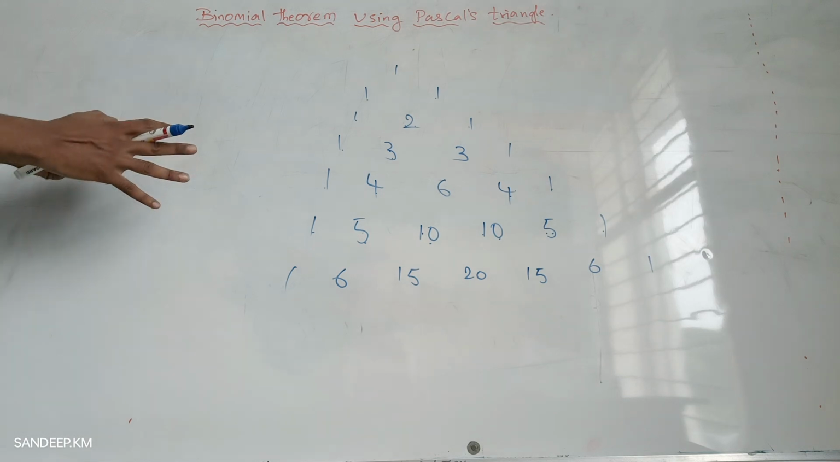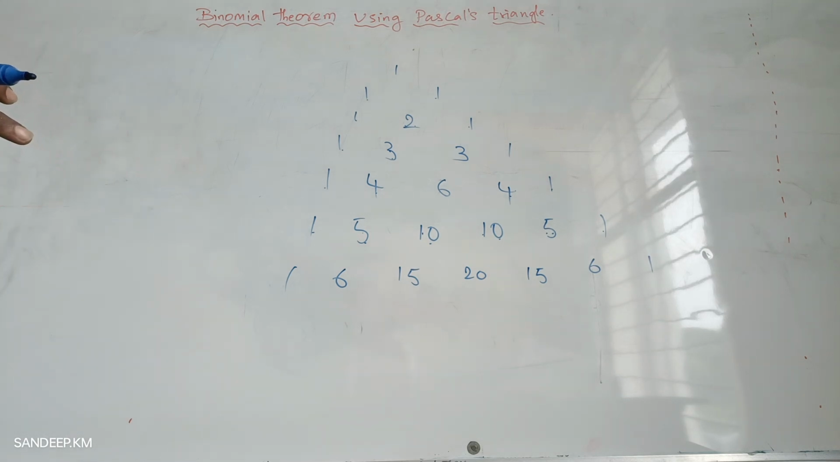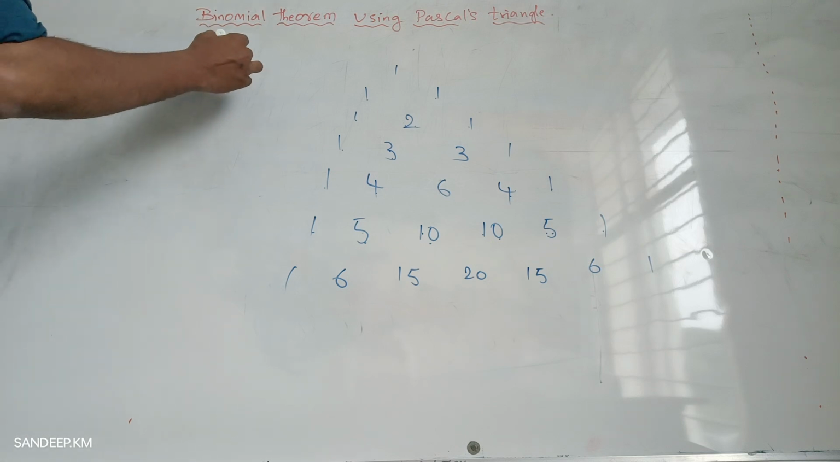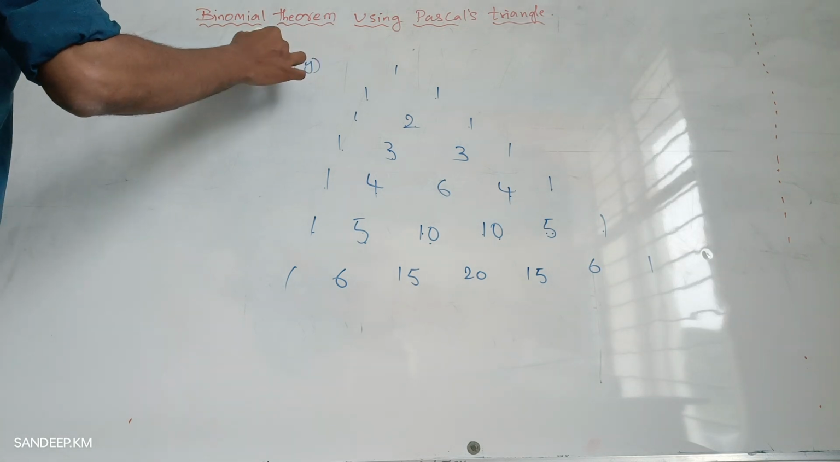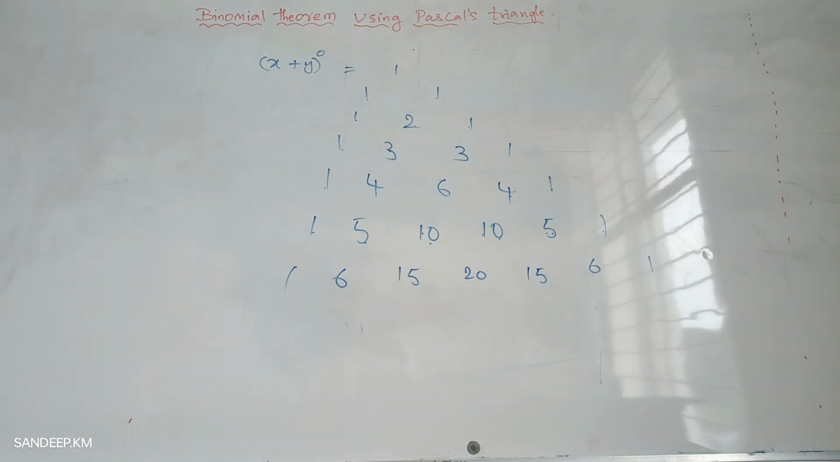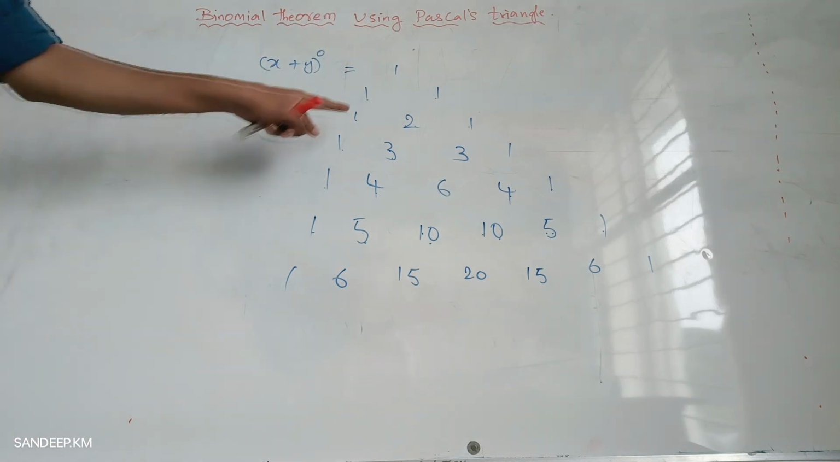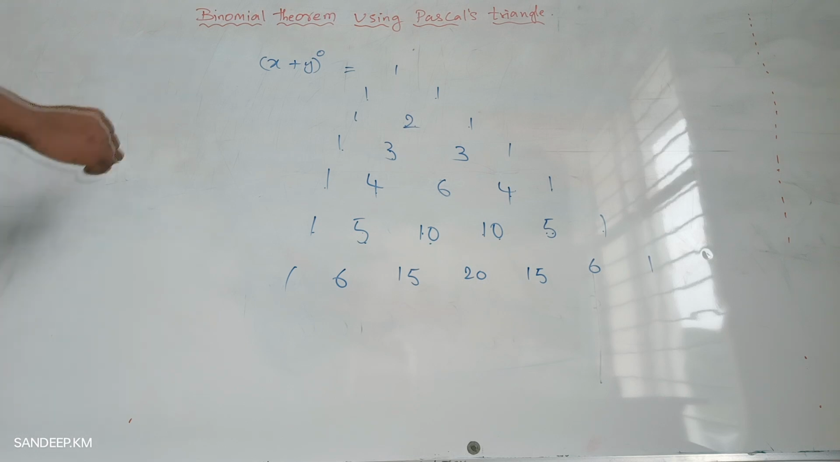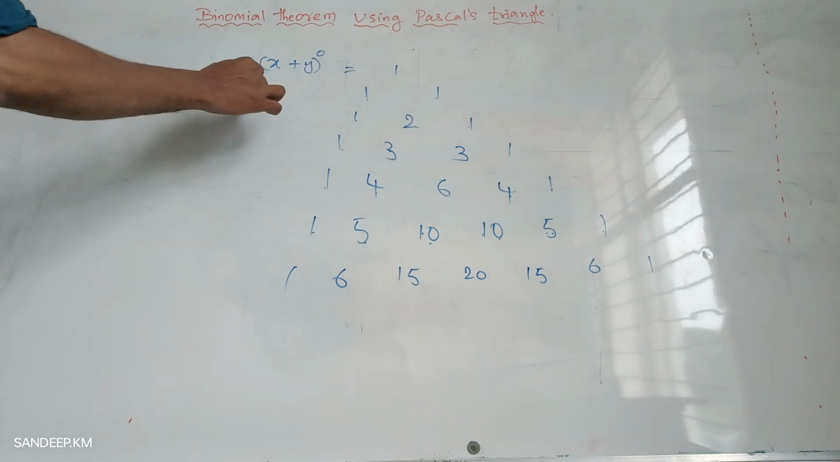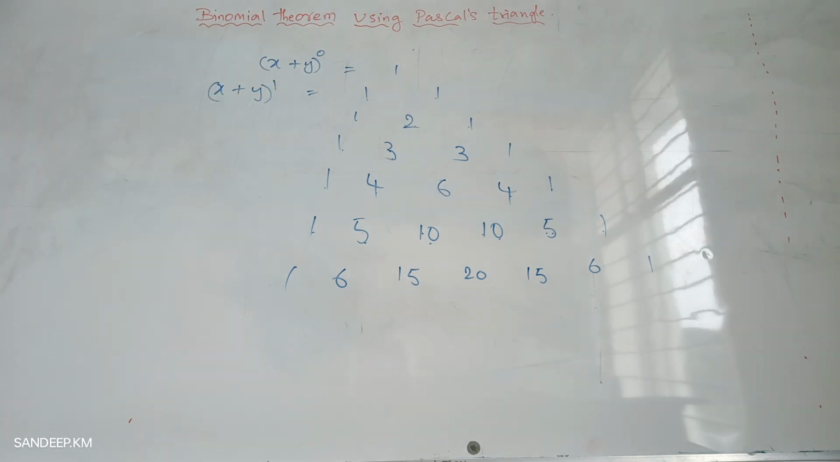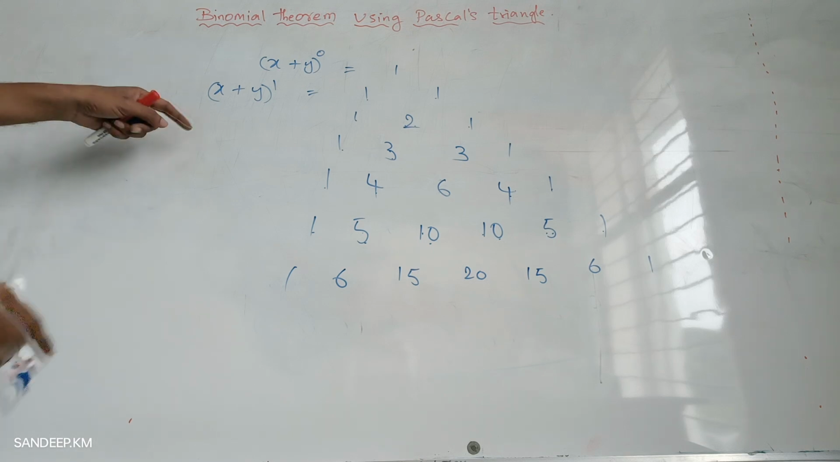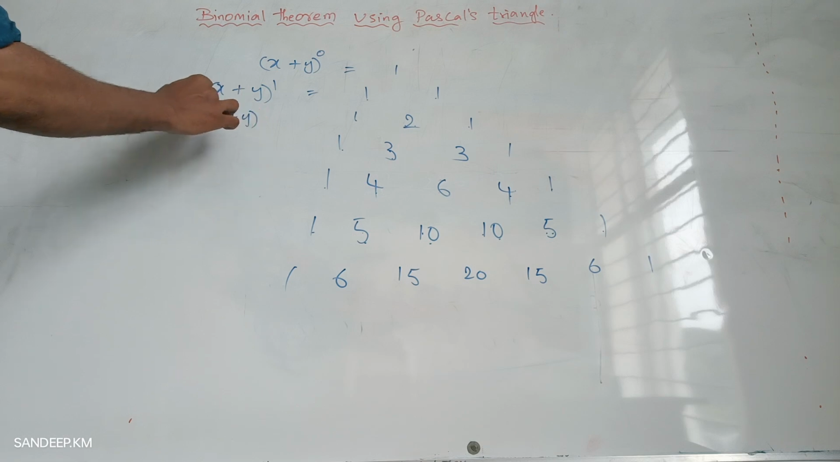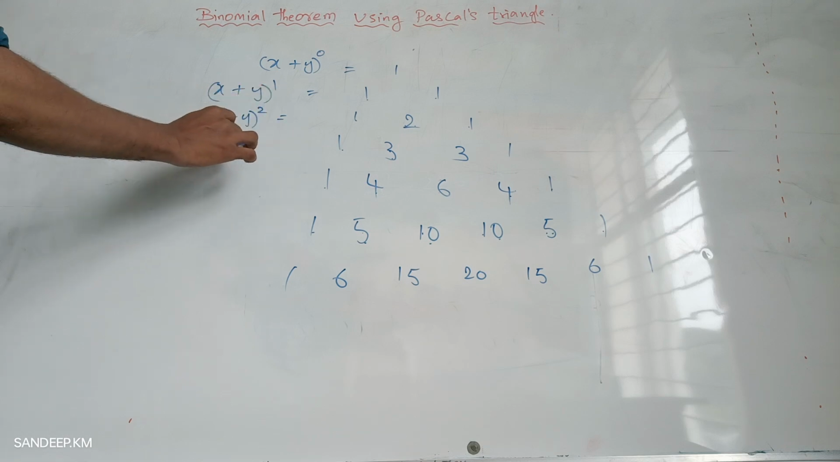Then how can I use this Pascal's triangle to write the binomial expansion? Means what is it? x plus y whole power 0. What is x plus y whole power 0? It is equal to 1. Next, what is x plus y whole power 1 equal to? And then what is x plus y whole square equal to? What is x plus y whole cube equal to?